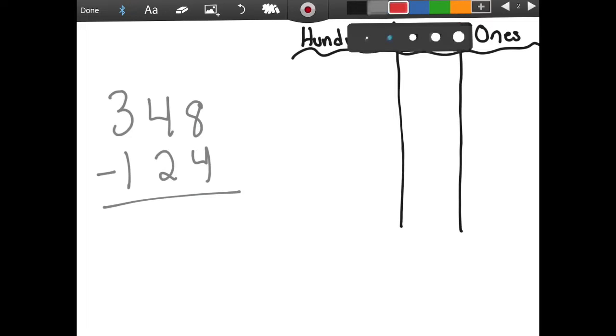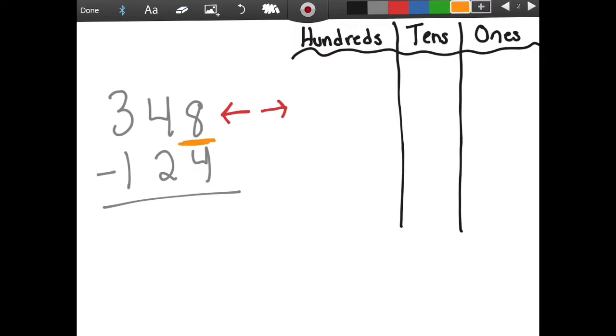What I want you to do first is to look at this top number. And we are going to draw that top number over here in our chart. So I want you to think to yourselves right now how many hundreds, tens, and ones there are in 348. So there are 8 ones in 348. So we're going to go ahead and draw those over here. 1, 2, 3, 4, 5, 6, 7, 8. We're going to then look at the amount of tens in the number 348. There are 4 tens in the number 348, so we're going to draw those over here. 1, 2, 3, 4. And then we're going to look at the hundreds. There are 300, so we are going to draw those over here.